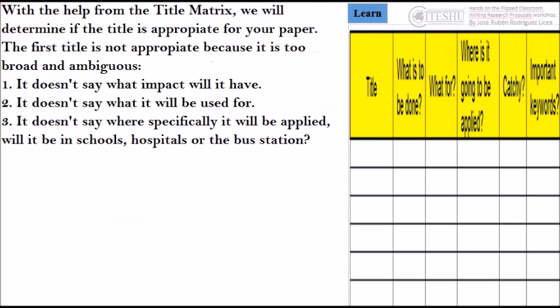With the help from the title matrix, we will determine if the title is appropriate for your paper. The first title is not appropriate because it is too broad and ambiguous. 1. It doesn't say what impact it will have. 2. It doesn't say what it will be used for. 3. It doesn't say where specifically it will be applied. Will it be in schools, hospitals, or the bus station?